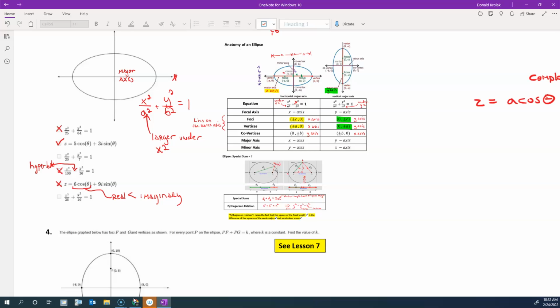Okay. Could it be the last one? Yes. Yep, that one's a possibility. Okay, could it be the third one? Yes. Yeah. This one, the y is the major axis. So you're just looking at the drawing there.